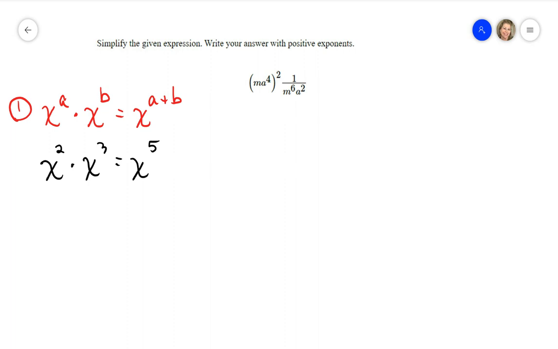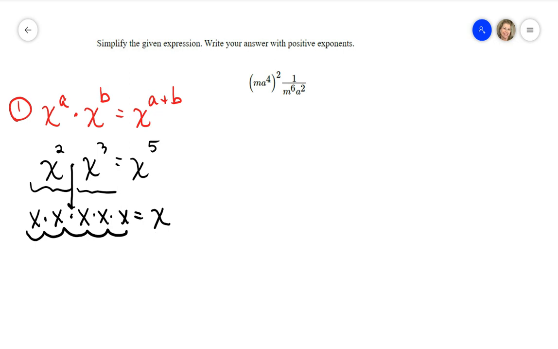And the reason that you add is because x squared is really an x times an x. X cubed is an x times an x times an x. And I am multiplying all that together. So I'm really multiplying x times x times x times x times x, which is just repeating the multiplication of x 5 times. It really is a multiplication problem because I'm taking x squared times x cubed, but the trick is just add the exponents. Okay, so that's rule number 1.